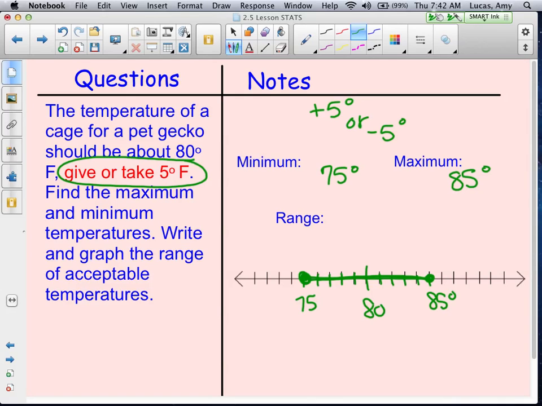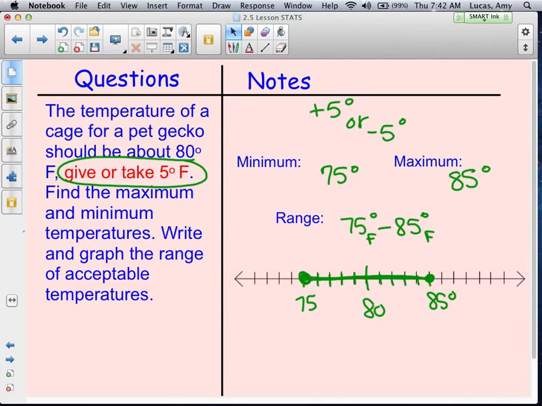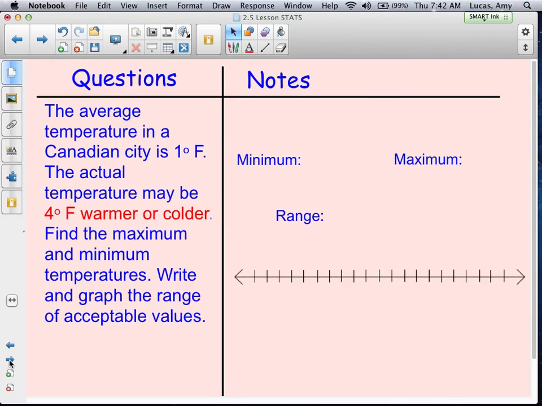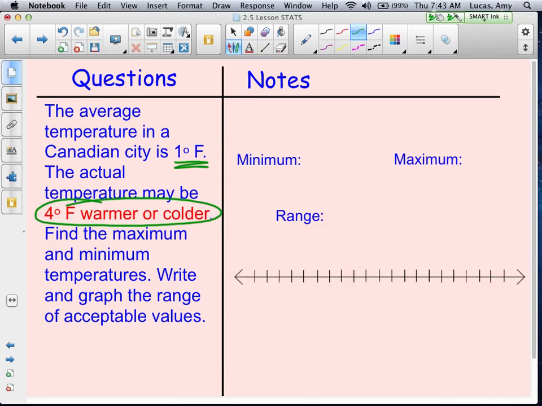So we can write that range like this, and that would be the range of acceptable temperatures, anywhere from 75 to 85 degrees. The next one, same idea. Average temperature is 1 degree Fahrenheit, and it may be 4 degrees Fahrenheit, warmer or colder.